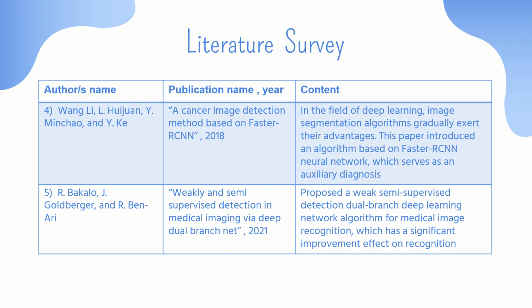Coming to the fifth paper, weakly and semi-supervised detection in medical imaging via deep dual branch net by R. Bacallo and others. Here, they have proposed an algorithm which had a significant impact on image recognition. This algorithm was basically a weak semi-supervised detection and dual branch deep learning network algorithm.